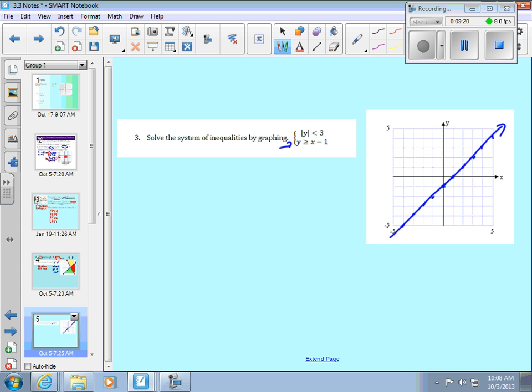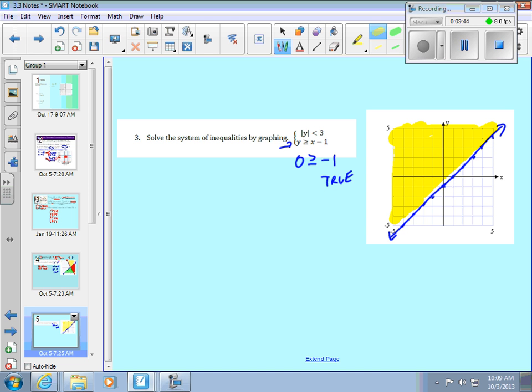Connect it with the solid line again because it is or equals to. Do a test point. Let's do 0. 0 is greater than or equal to negative 1. That one came out true. So now we want to shade on the side of 0, 0. So let's shade here. So now we're shading on the side of 0, 0, everything over here.